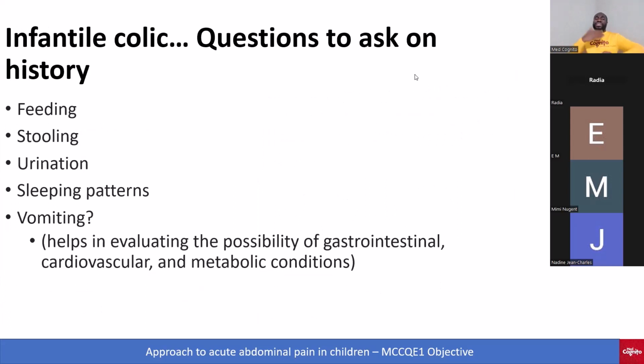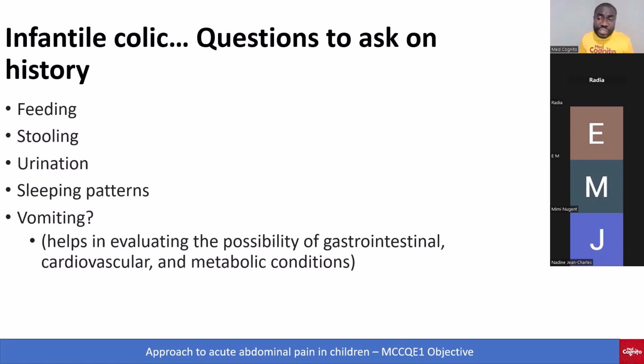So what are the questions to ask on history in a child with infantile colic? Number one, you've got to ask about the feeding history. Number two, you have to ask about the stools. How are they passing their stools? Because we learned today that constipation will present with passing hard and firm stools. Meanwhile, gastroenteritis will present with vomiting and diarrhea. At the same time, intestinal obstruction may present with a child who is not passing stools, with abdominal distension and vomiting. And pyloric stenosis will present with projectile vomiting, and we said an olive-sized lump in the abdomen.